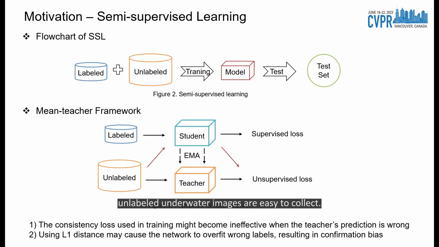Meanwhile, unlabeled underwater images are easy to collect. Semi-supervised learning, which capitalizes on both labeled and unlabeled data for model training, is best suited in such scenarios. We are motivated to adopt the mean-teacher method as the basis. It consists of a teacher and a student model. The two differ mainly in how their weights are updated. The student is updated using gradient descent, and the teacher is updated by exponential moving average of the student.